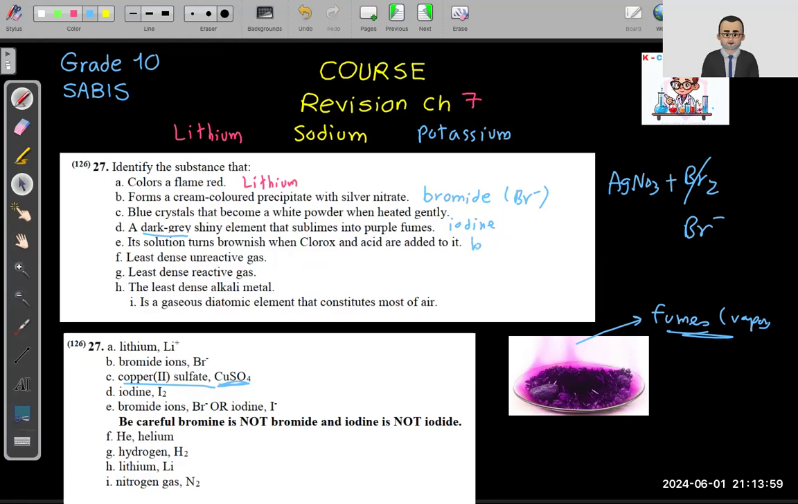And again, Mister, what's the least dense unreactive gas that I should know about? Helium. What is the least dense reactive gas? The hydrogen gas. The least dense alkali metal is lithium. This is all by memorizing. The gaseous diatomic element that constitutes most of the air is nitrogen. So this all has to be very well memorized.